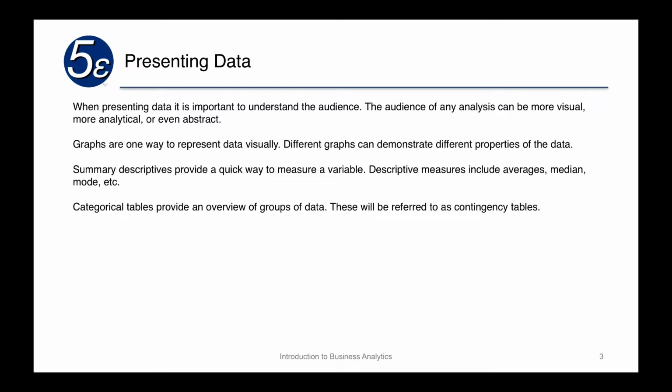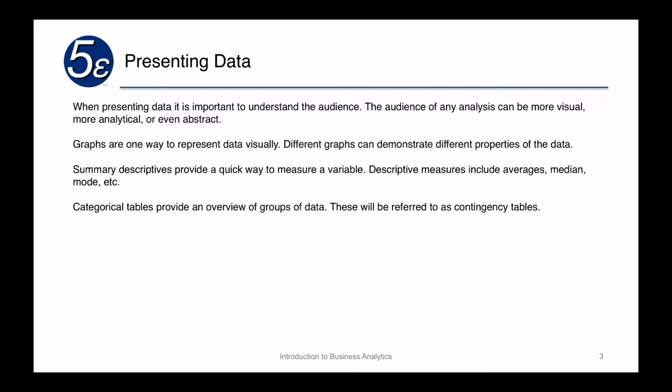One of them is to use graphs. And graphs are a fantastic way to represent data visually. And we have different types of graphs for different elements of data, from pie charts to box plots to line charts. It all depends on the type of data that we're trying to present. Another method of presenting data are summary descriptives. They allow us to measure some summary information about a particular variable. Things like the overall average of the variable, the mean, the median, the mode, maximum, minimum, and so forth.